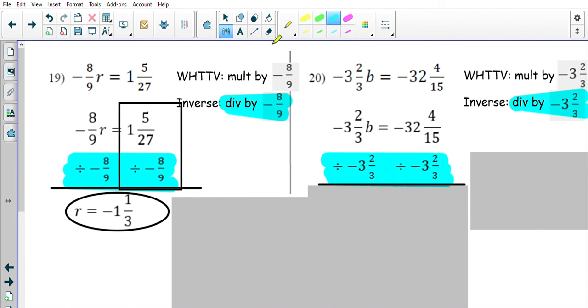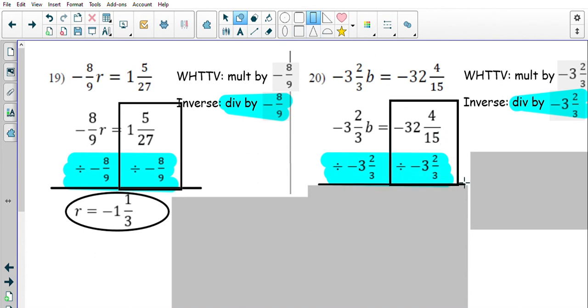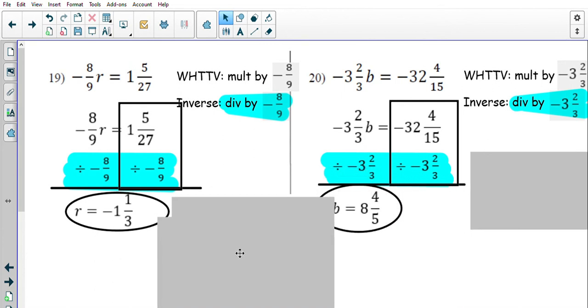So you're plugging into your calculators -32 and 4/15 divided by -3 and 2/3. Again, don't be afraid to pause the video to try it on your own before you see the solution, but you should get b equals, let me move all this down, 8 and 4/5.